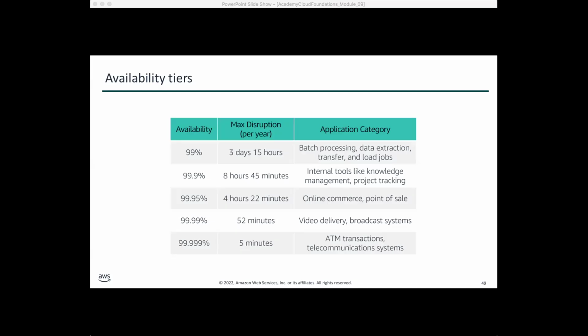Internal tools like knowledge management and project tracking fall here. At 99.95%, the maximum acceptable disruption per year is 4 hours, 22 minutes. It's for applications like online or point of sale, right? Those kinds of applications. At 99.99%, you see video delivery and broadcast systems. Now 99.999% is basically 5 minutes per year. It's for ATM transactions, telecommunication systems, and other things.